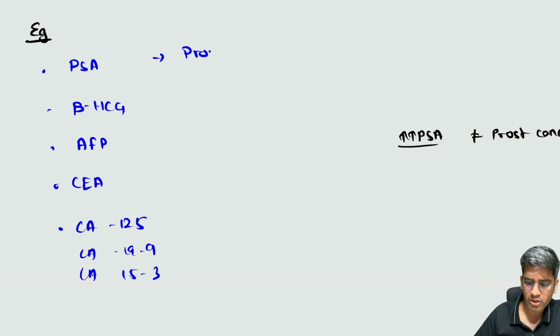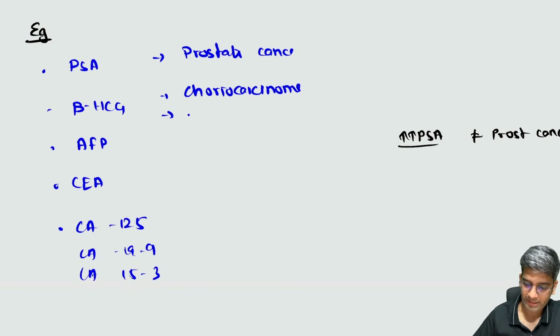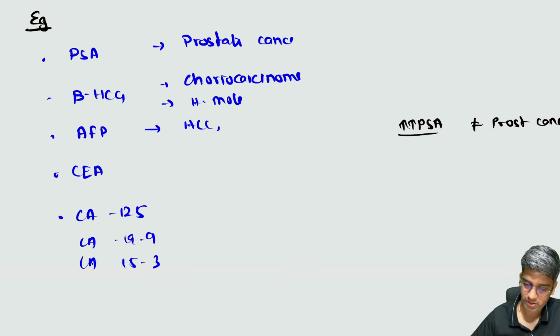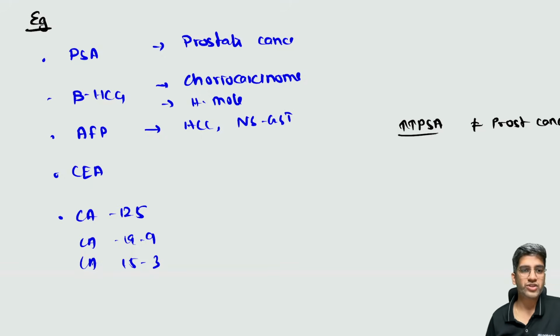Prostate-specific antigen is elevated in prostate cancer, not a big deal to remember. Beta HCG is seen in choriocarcinoma, and can also be seen in a few cases of non-seminomas. Don't write seminomas here, but I at least want you to write hydatidiform molar pregnancy. Alpha fetoprotein, never forget HCC, and it's also increased in non-seminomatous germ cell tumors, especially yolk sac tumors.